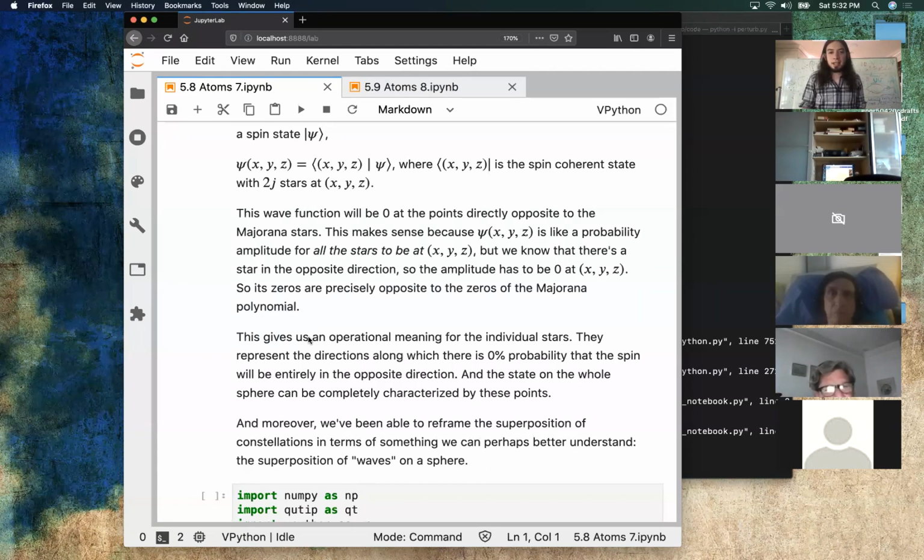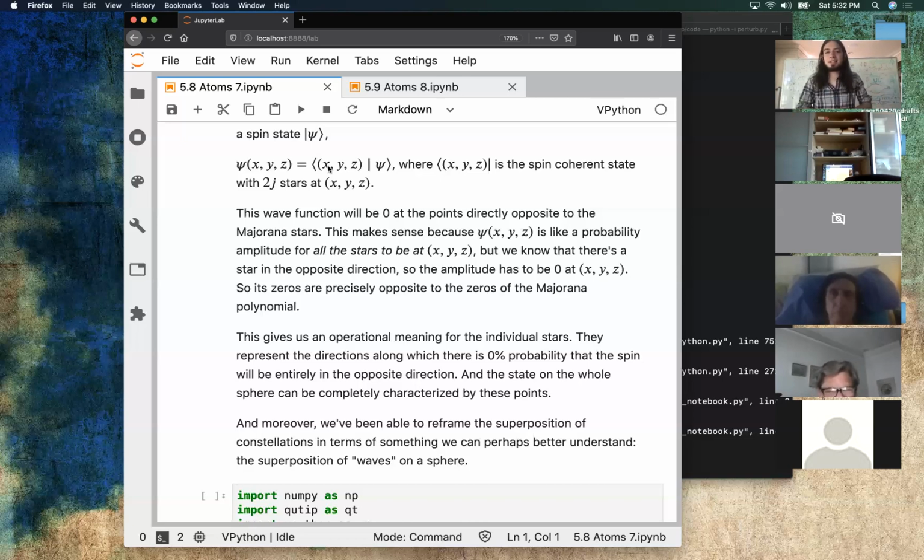Okay, so psi XYZ is like a probability amplitude for all these points to be at XYZ. But suppose we have one of these Majorana stars in the opposite direction. Well, then that amplitude has to be 0, because since there's a point in the opposite direction, there's no way that all the points can be in the opposite direction. So the zeros of this inner product are precisely the opposite of the zeros of the Majorana polynomial. They're just antipodal to each other.